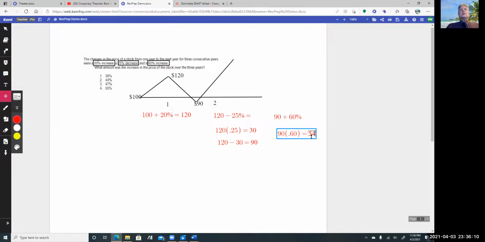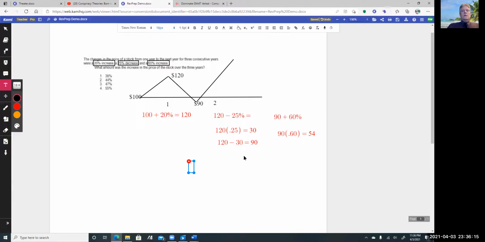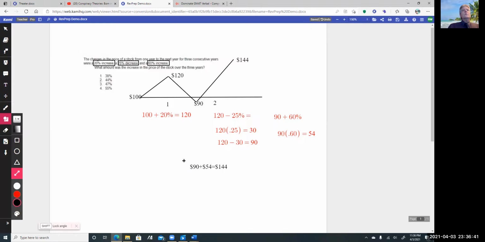So at this point, I can say, all right, I was at 90. So I take my $90 and I add my $54. And I come up with a final price of $144. So that's my final point up here. That's what we ended up with after 3 years. The last thing I guess we want to do, and this is kind of why I chose such an easy number here, I wanted to have this thing come out to be an easy percentage.